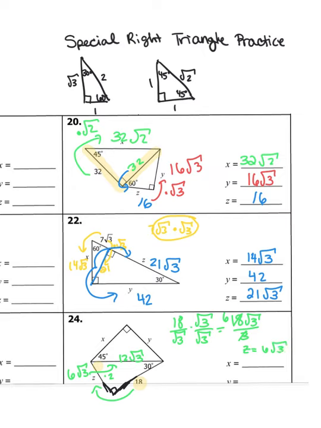Okay, so this is part of my 45, 45, 90. So now to go from the hypotenuse to the leg, I have to divide by the square root of 2. So I have 12 square roots of 3 divided by the square root of 2. I still have to rationalize my denominator, so I'm multiplying by the square root of 2 over the square root of 2. So I get 12 square roots of 6 over 2. Again, I can simplify this because 2 goes into 12 6 times. So this is 6 square roots of 6, and y is also 6 square roots of 6. So x and y are both 6 square roots of 6.